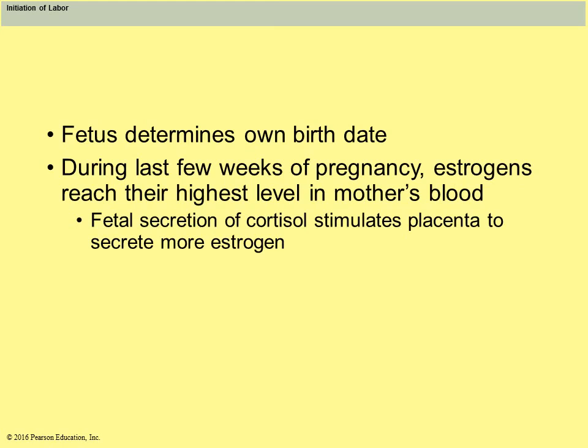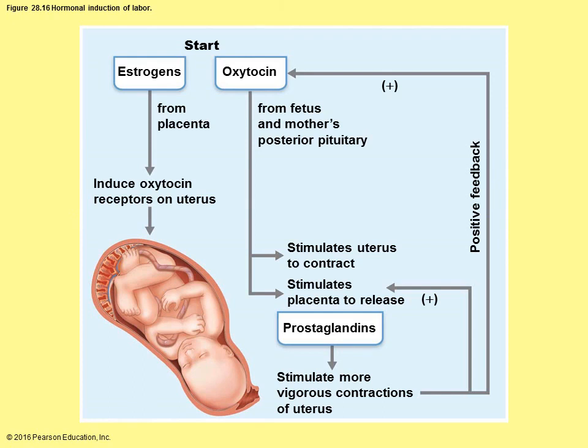In the very last few weeks of the pregnancy, estrogen levels will reach their highest levels, and this is going to have an effect. Basically, the fetus also is helping to stimulate the placenta to secrete even more estrogen. So as we see here, what's going to happen then to induce labor? You've got the increased production of estrogen. This high level of estrogen from the placenta is also going to induce oxytocin receptors on the uterus.